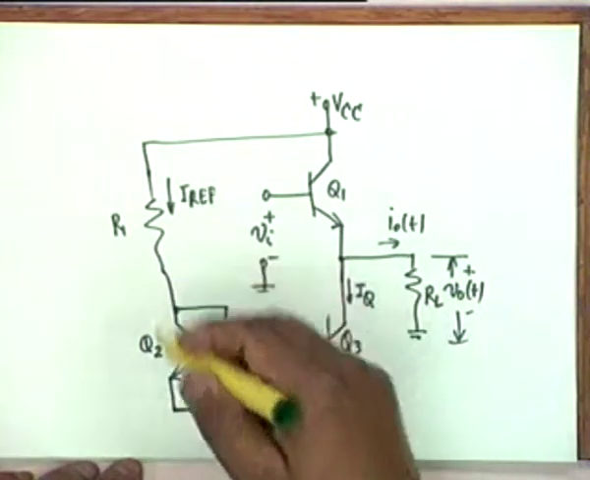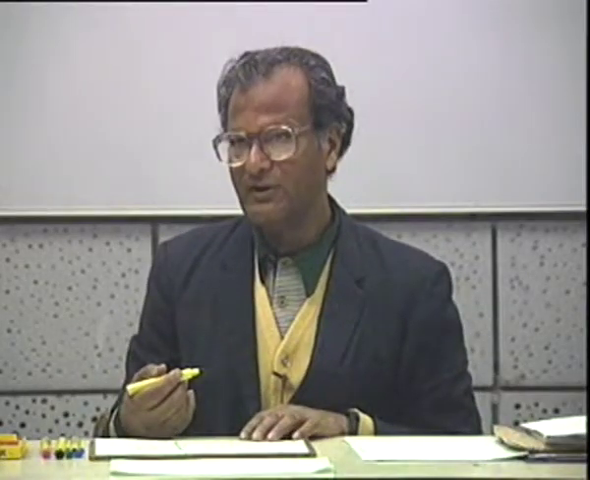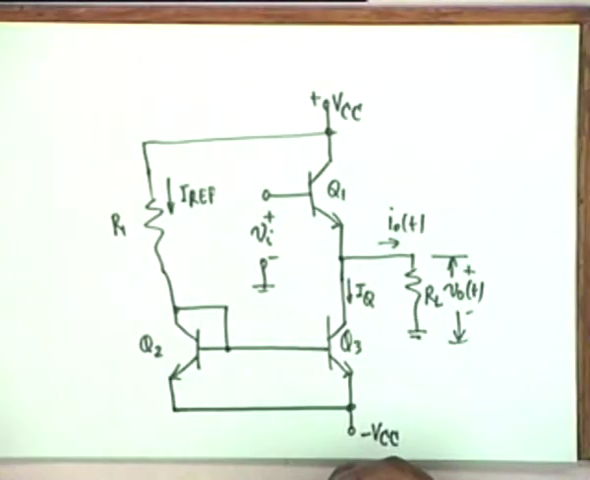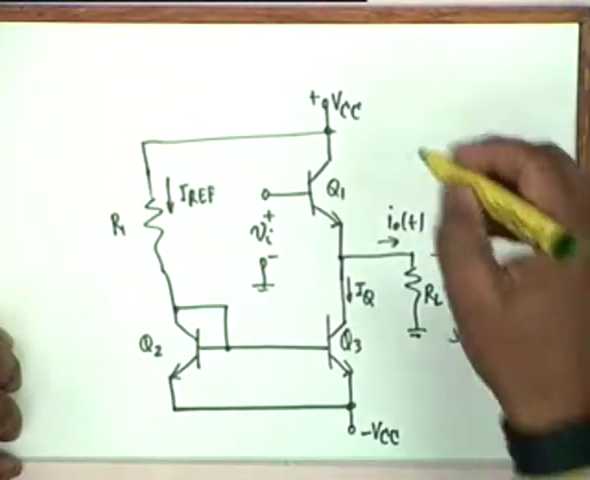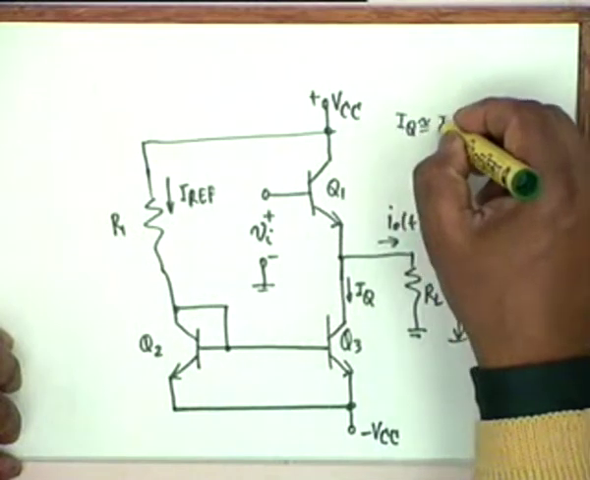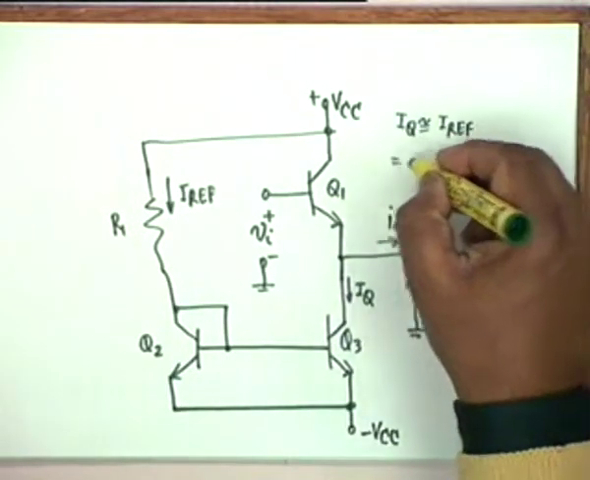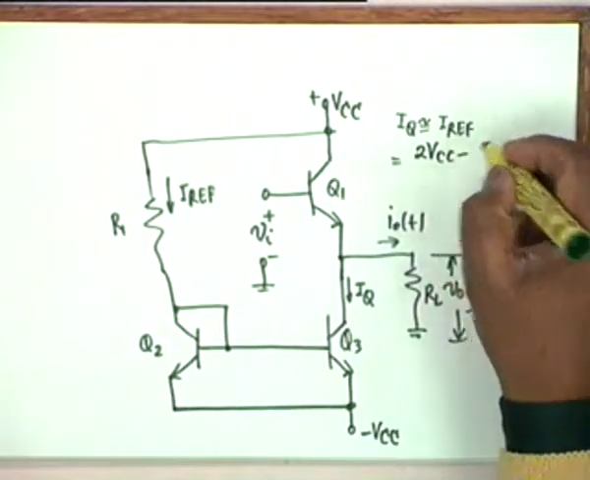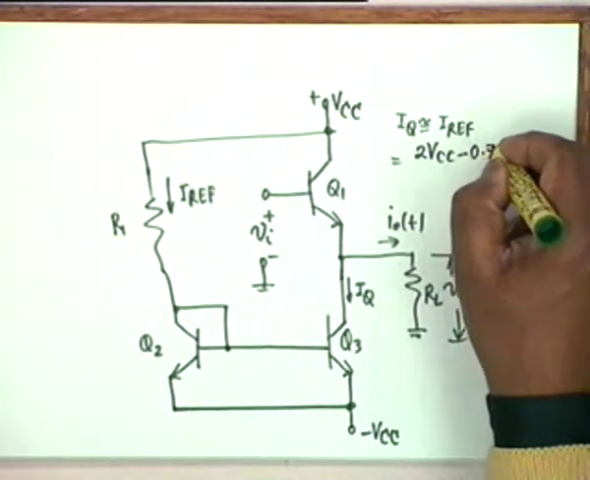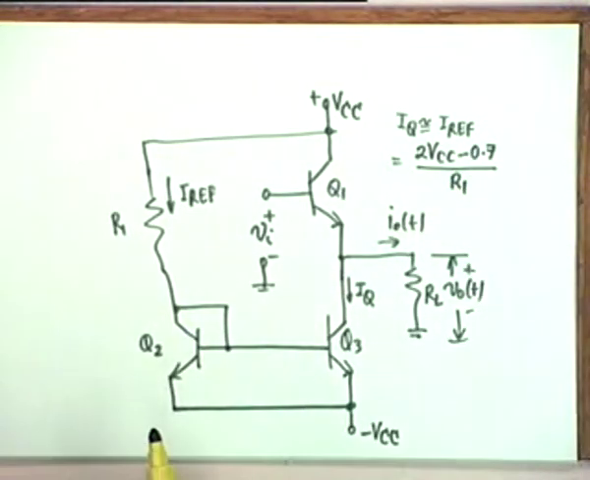I have shown a simple current source, but it could be a Widlar source depending on what value of IQ you want. If you want very low as compared to Iref, then you use a Widlar source, another resistance here. Obviously, IQ is approximately equal to Iref, and this Iref is equal to twice VCC minus VBE on, which we will use as 0.7, divided by R1. This is the value of IQ.